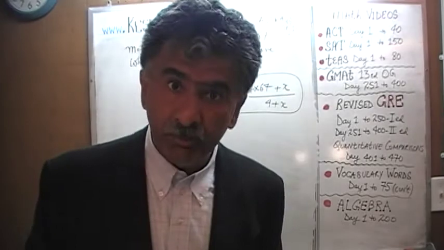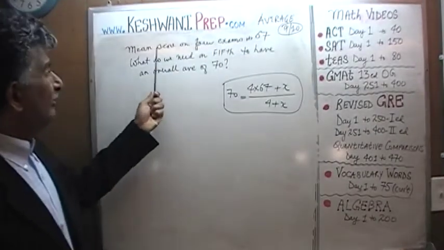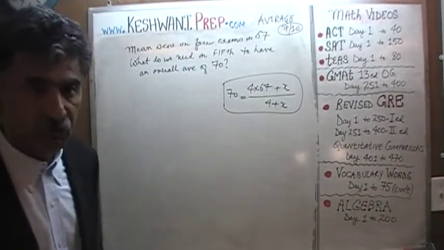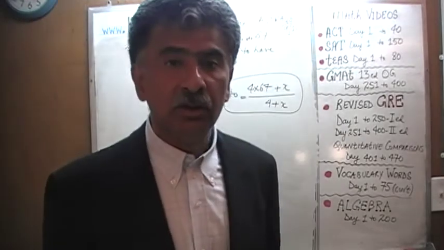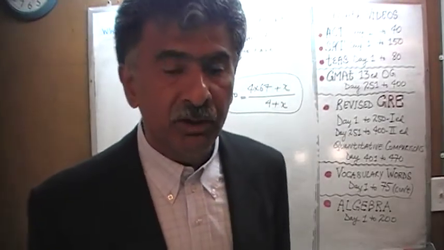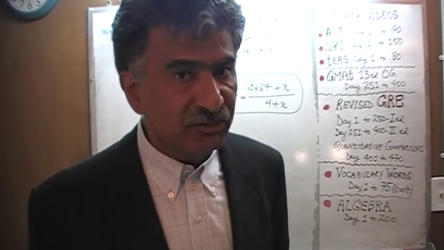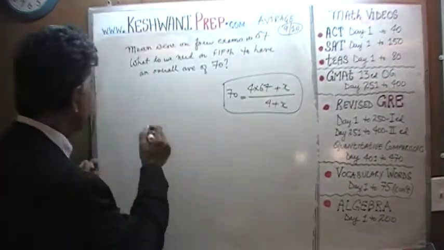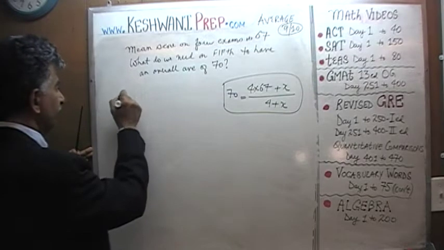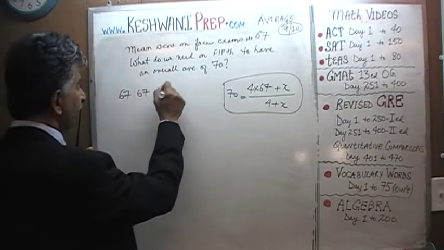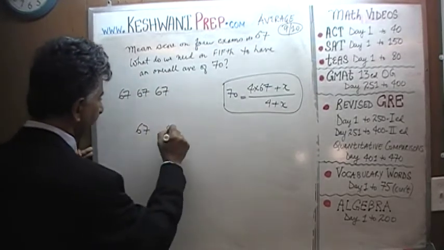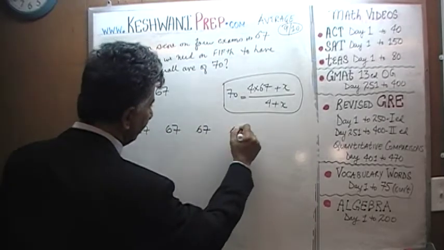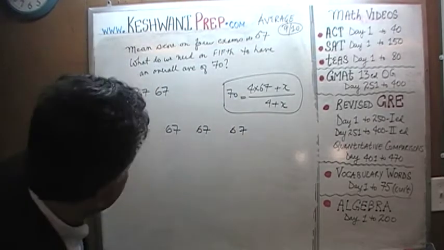Let's take a look at it again, shall we? We are told that the mean score on the 4 exams is 67. There is no simpler, quicker, more efficient way of making sure that you have a mean score of 67 on 4 exams than to simply make all of them 67. Let's do it here: 67, 67, 67, and 67.